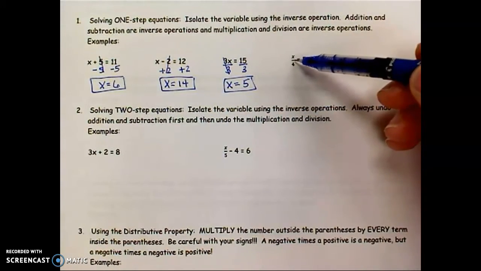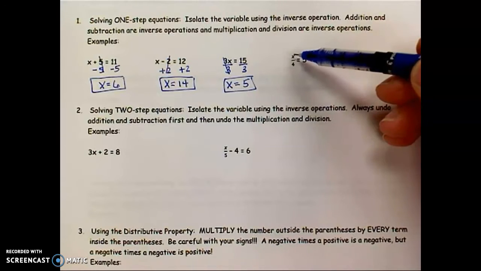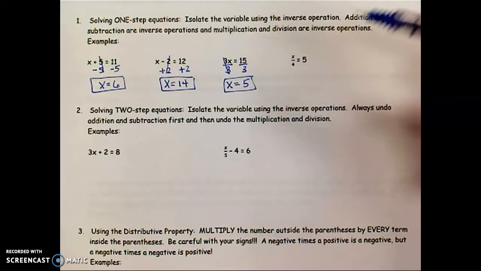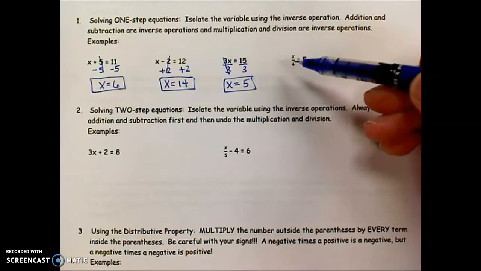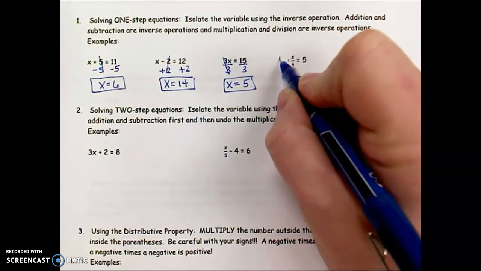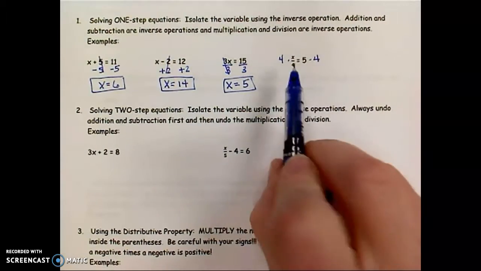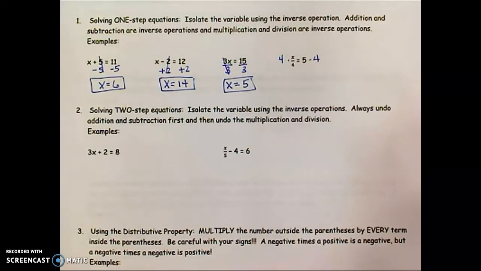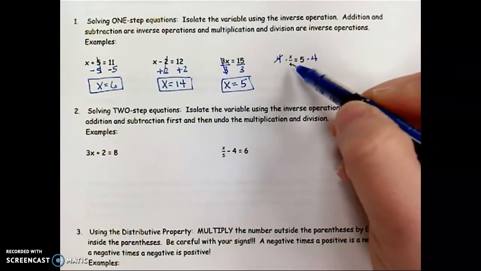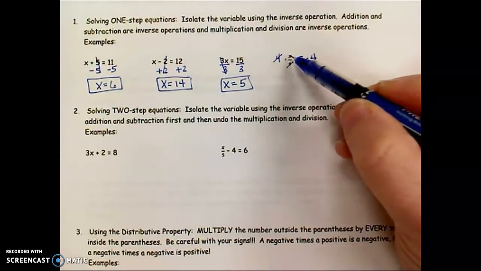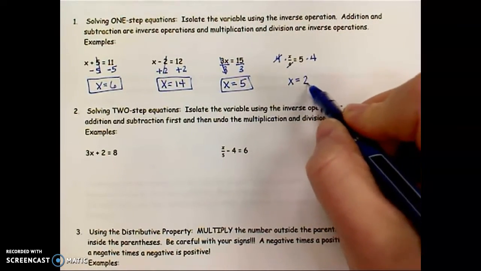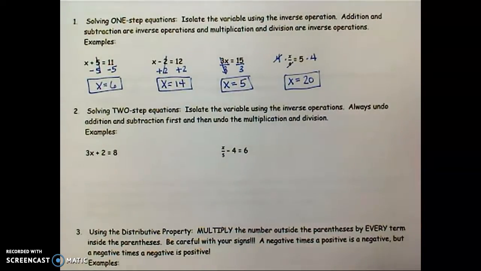When you have a fraction bar, remember that means division. So this is x divided by 4. So to undo division, we use multiplication. What is x being divided by? 4. So that's what we're going to multiply by. And what we do to one side, we have to do to the other. So I'm multiplying by 4 on both sides of the equation. So this 4 in the numerator cancels out that 4 in the denominator, leaving me with x. And 5 times 4 is 20. So there are all your one-step equations. Remember to show your work.